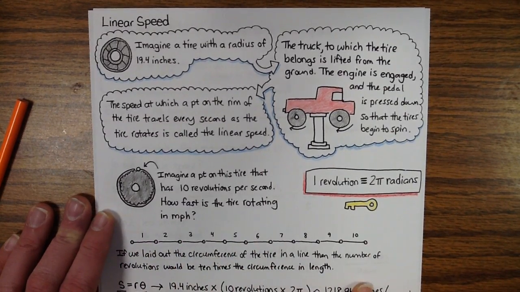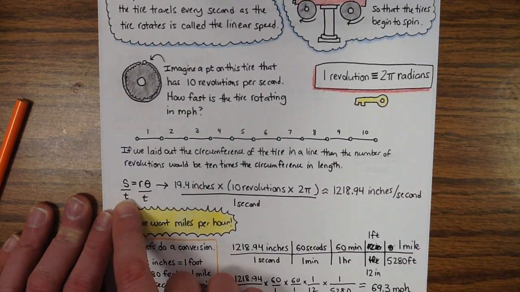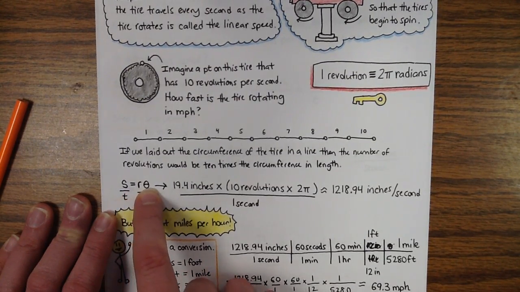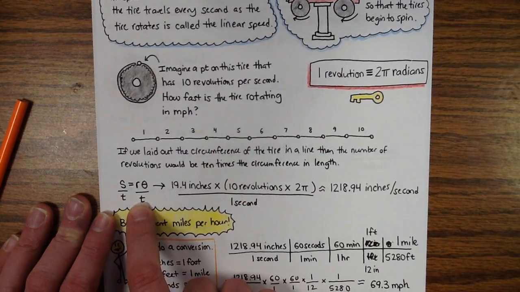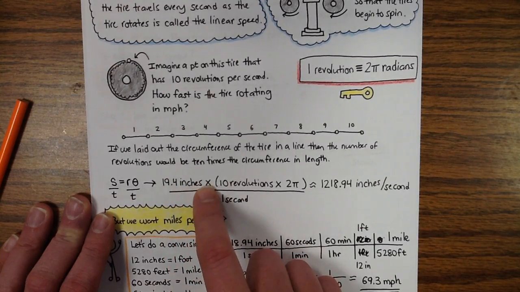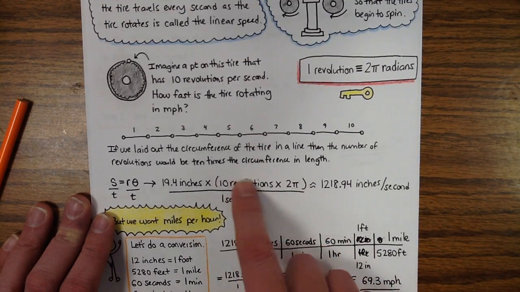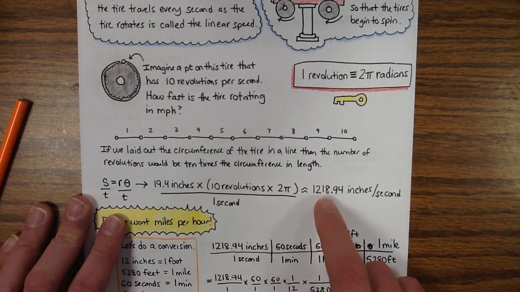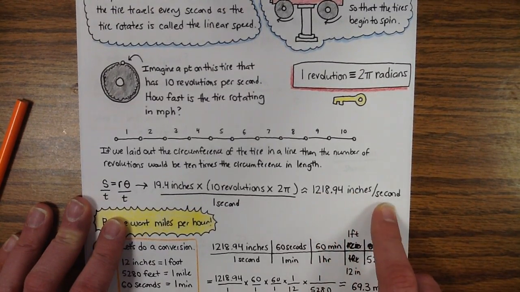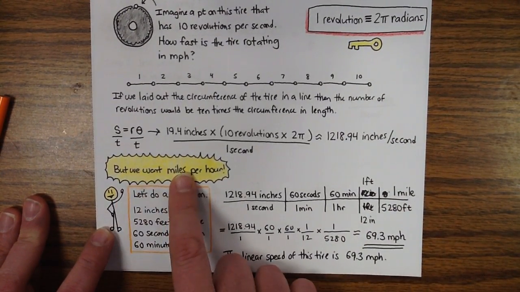That's 10 revolutions. So, arc length S divided by t, from the previous lesson, we know that arc length is radius times central angle theta over time. And so we plug in what we know. 9.4 inches times 10 revolutions times 2 pi, which is the full radian measure, divided by 1 second. We're going to get about 1,218.94 inches per second. But we want miles per hour.